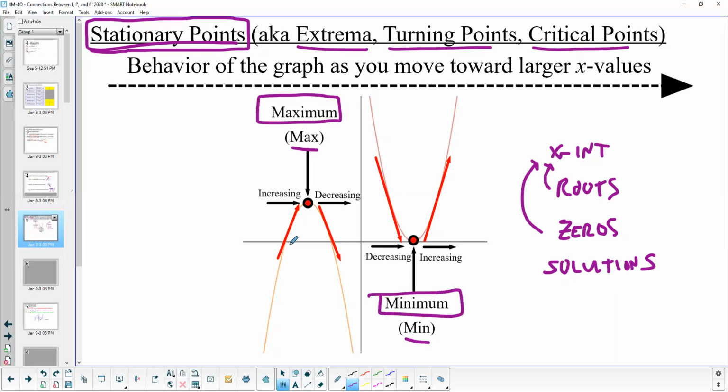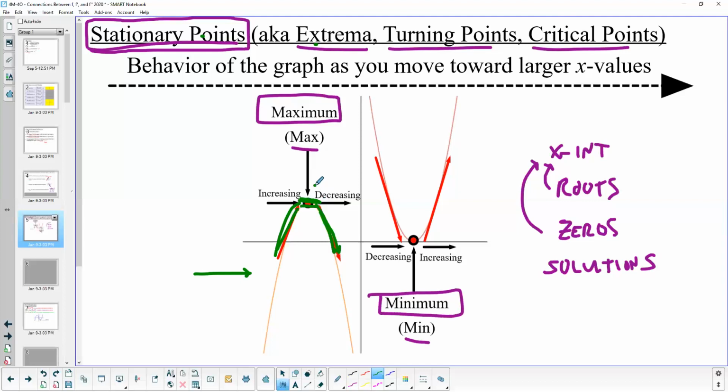And we explore the behavior, similar to what we did with limits, of what happens on either side of these particular values. So you notice a maximum value is a peak in a graph. And the way we define the peak is on the left side. As you move from left to right, you are increasing up to this specific point, and then it flattens out, and then it decreases.